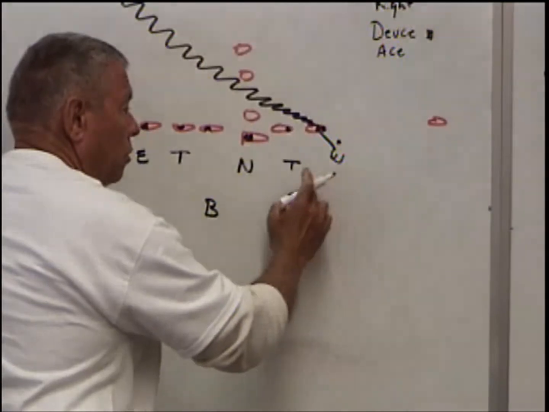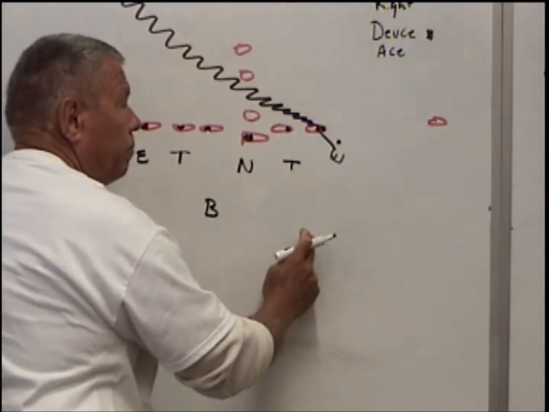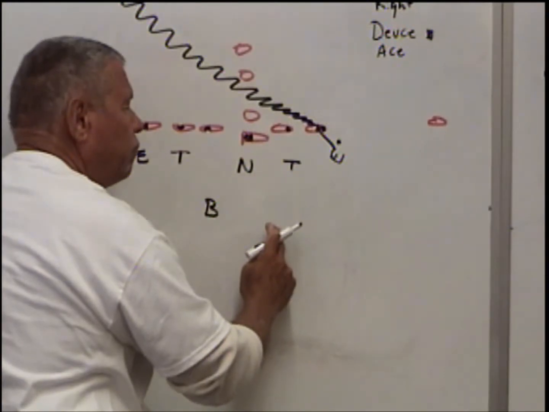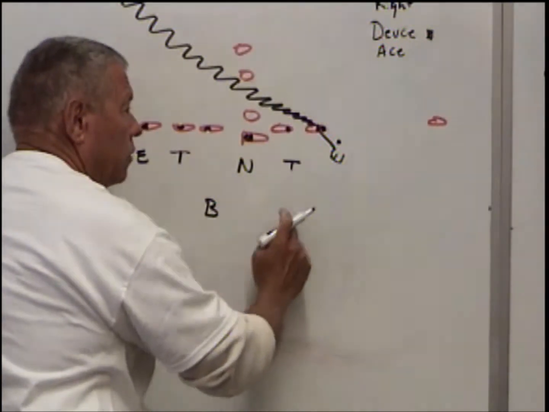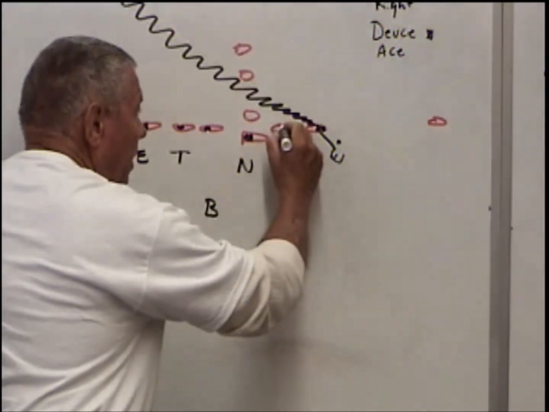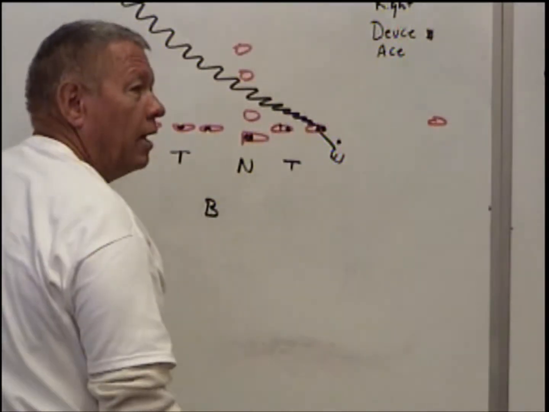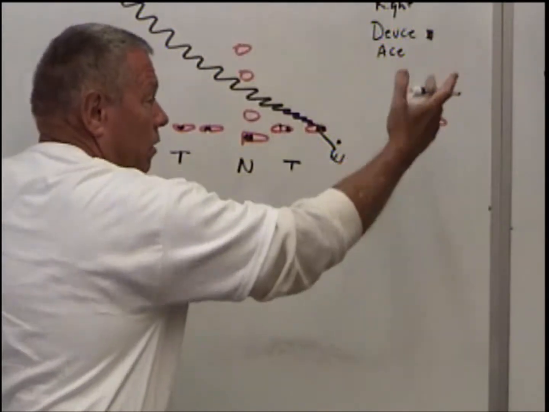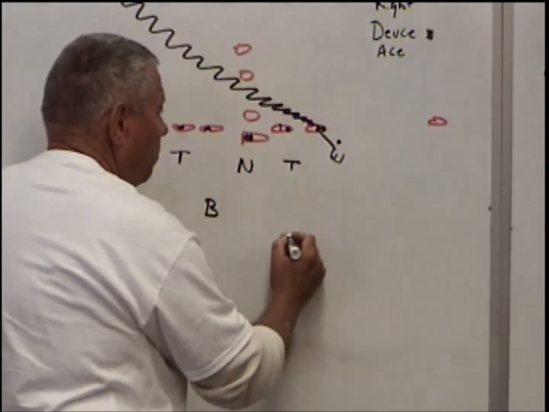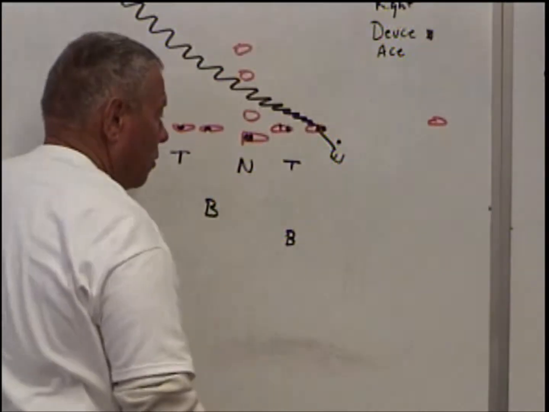What a lot of people do in reduction, they take the weak side inside backer and stick him right in the A gap. We don't like to do that, because we want him to be in position to make plays either way, so nothing changes. He lines up just like he did in 50. He's head up over the guard, that's why we keep the 50 first. And he's always a half yard further back than the strong side inside backer.